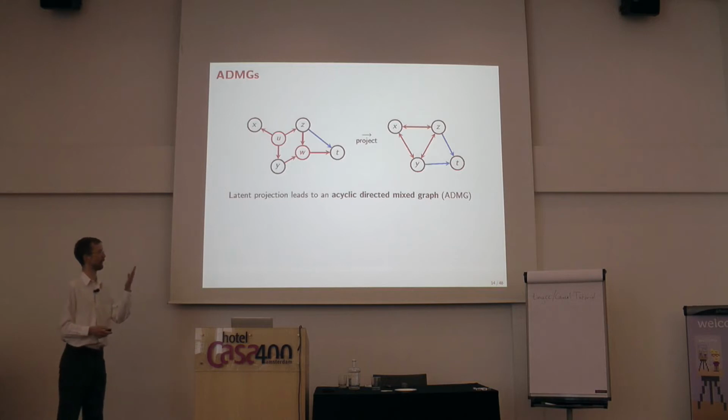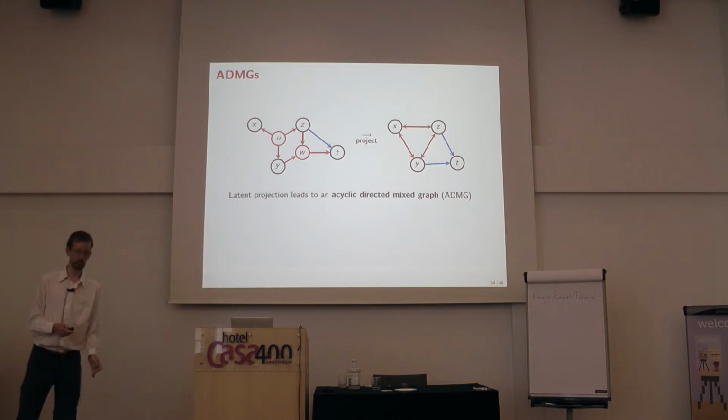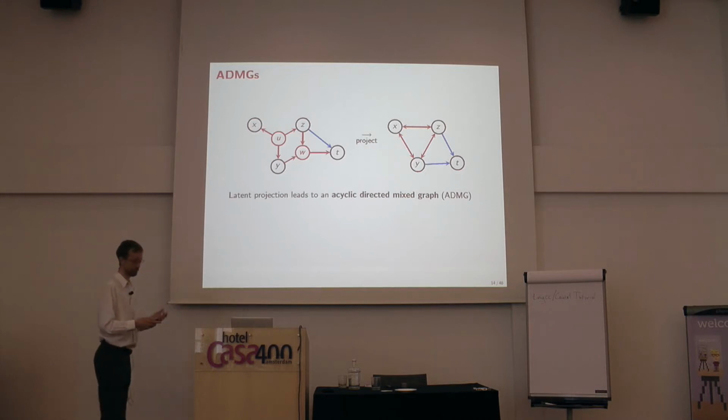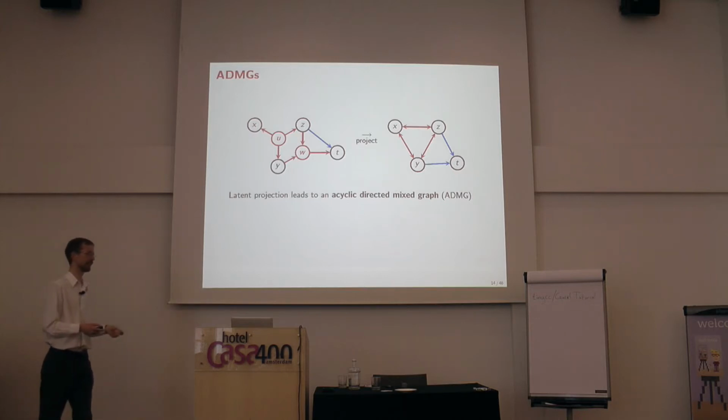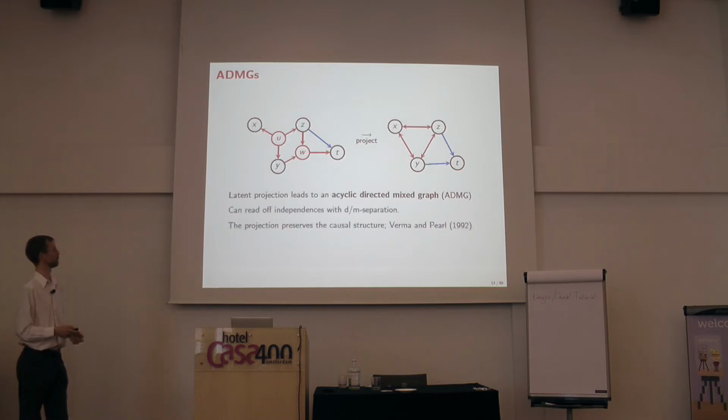And so this leads to a new graph that will not have any directed cycles, so we can call it an acyclic directed mixed graph. It's mixed because it contains directed and bidirected edges, and it's acyclic because it doesn't have directed cycles.